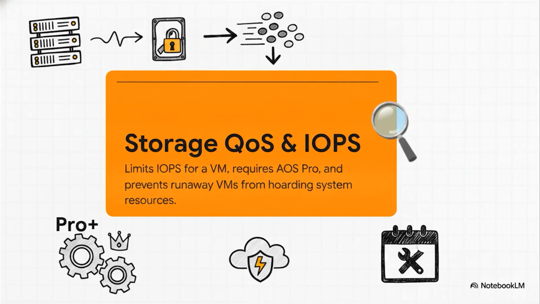So to wrangle those noisy neighbor VMs, Storage QoS gives you granular control to limit the IOPS, that's input-output operations per second, that the storage layer will serve for an individual virtual machine. Setting these throttle limits is a lifesaver. It prevents runaway VMs from hoarding all your system resources.